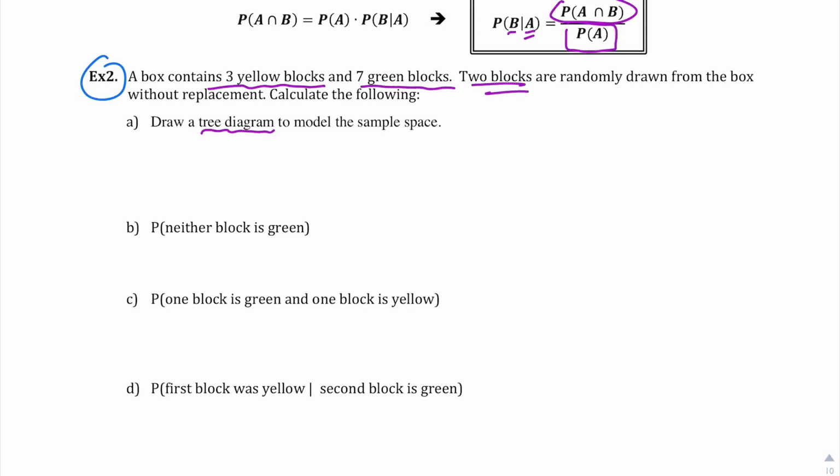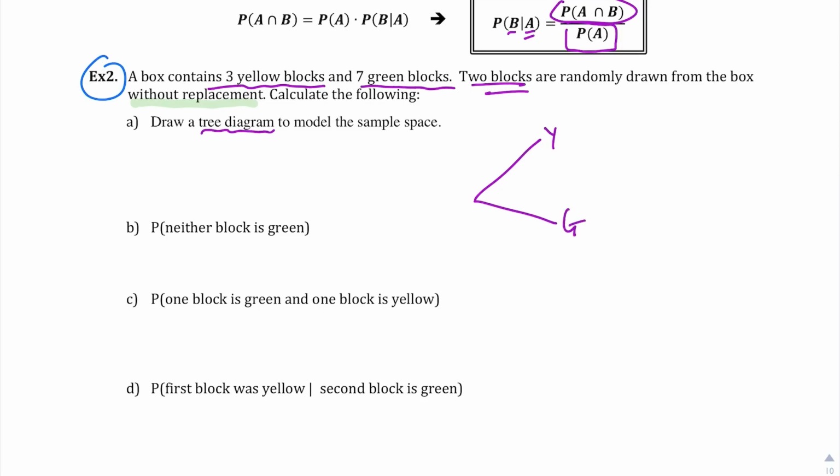Two blocks are being drawn, and of course the key here is that it is without replacement, and so the probabilities of the second draw are affected by whatever is chosen on the first draw. Okay, and so two blocks are being randomly drawn, and so what we have in the first instance is I either get a yellow block or I'm going to get a green block.